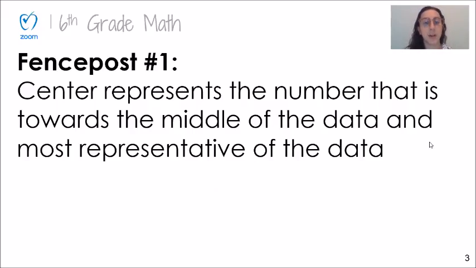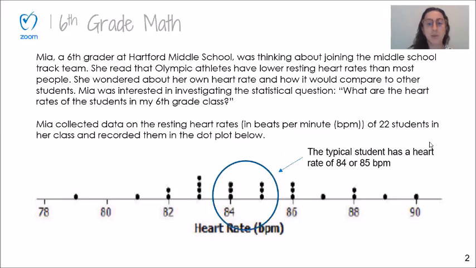Center represents the number that is towards the middle of the data and most representative of the data. As we look back here, if I said a typical student has a heart rate of 84 or 85 beats per minute, that would be an accurate statement. If I said a typical student has a heart rate of 78 beats per minute, that wouldn't be accurate because that's not in the middle of the data.